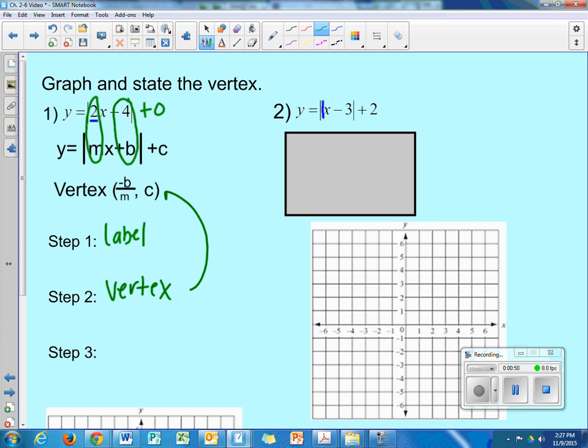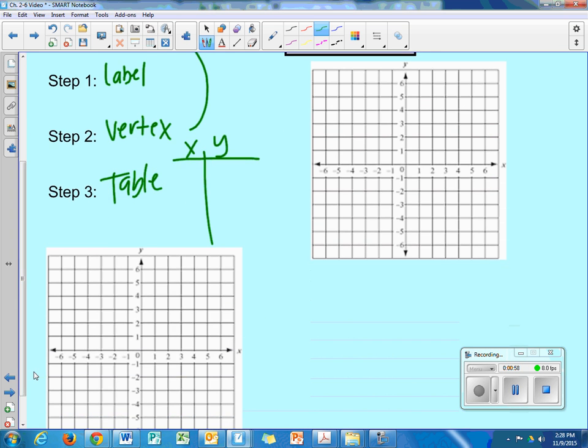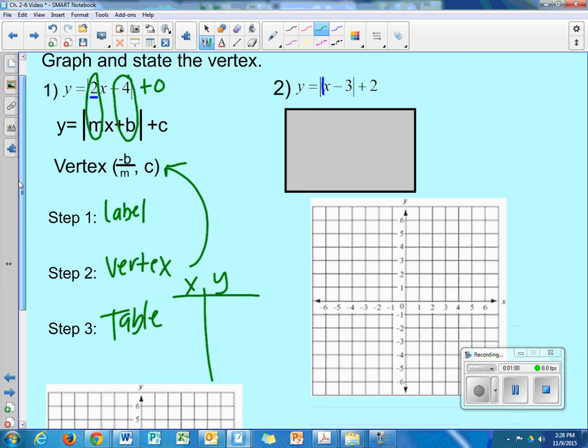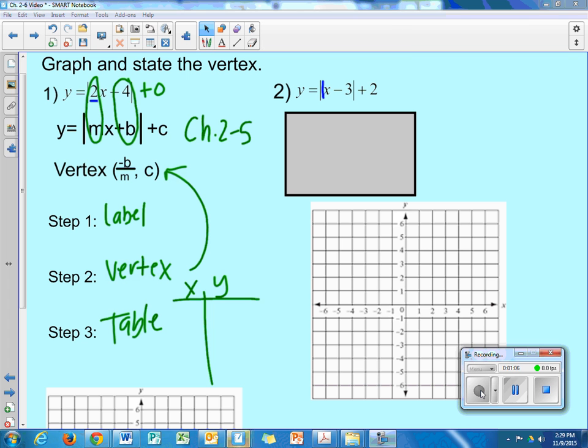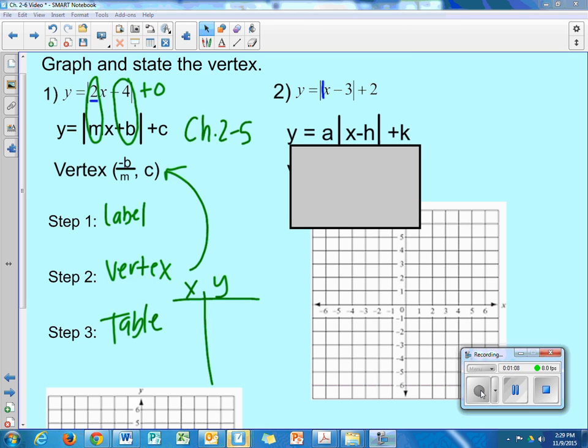which is right here, and then you plug in using a table, the x and y chart, the t-chart here, and then lastly move to the very bottom and you'll have your graph there. This I already taught you in chapter 2.5. Now on the right hand side it's a little bit different. We'll be applying this one here.